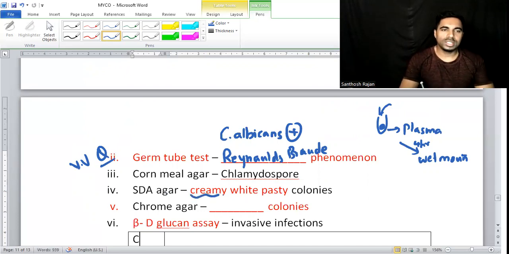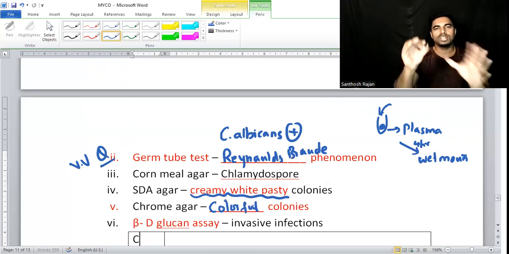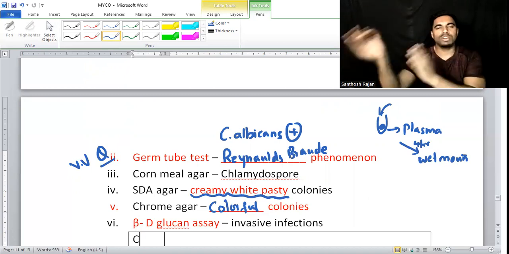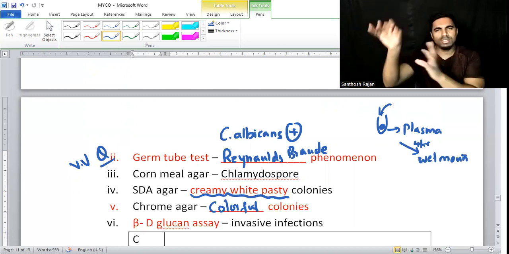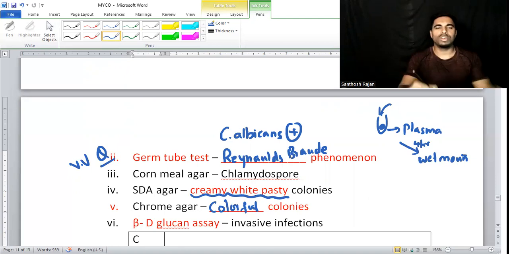And as we told, it's yeast-like. So it's a creamy white color on SDA agar. On cornmeal agar, you'll see colorful colonies, different colors. Each species has a different color. Albicans different, tropicalis different, glabrata different. Everything has its own different color. Okay, so that's the chrome agar. If they ask where chrome agar is used, you can say it's used for candidiasis, C for Candida.